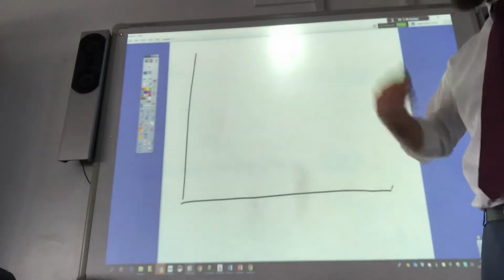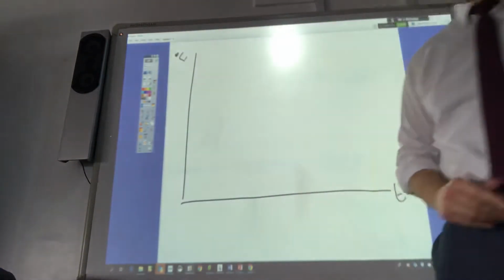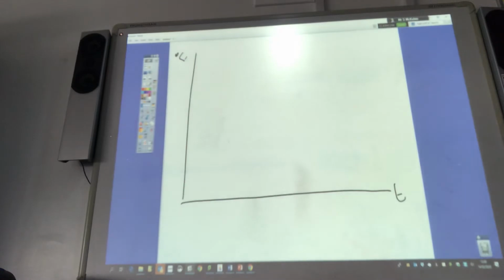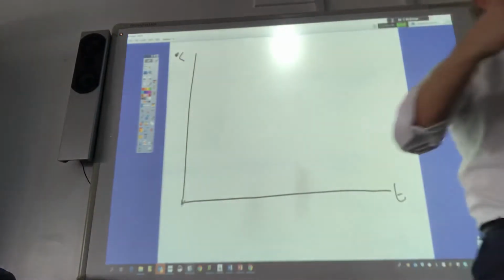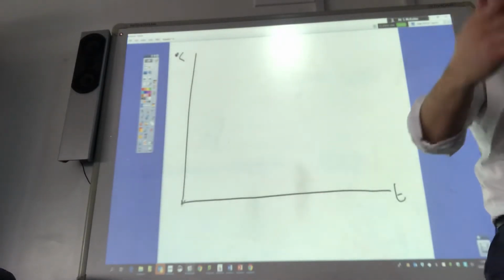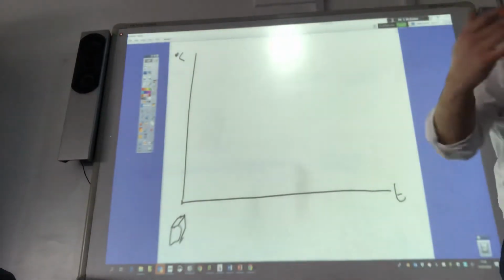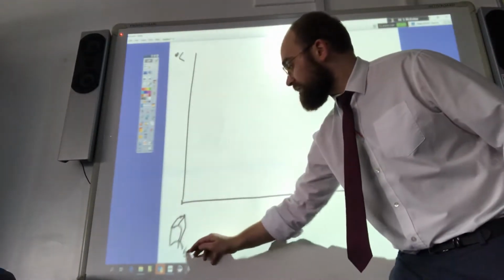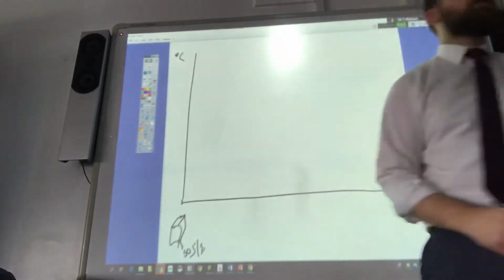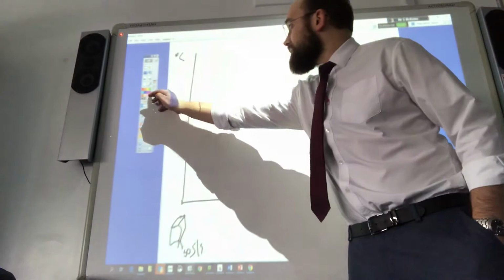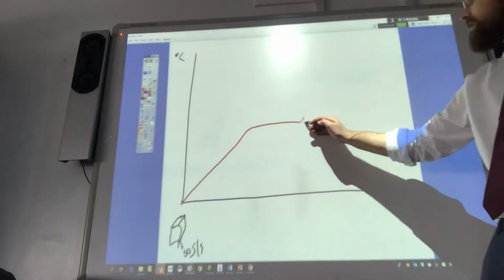Here is an axis. On the x-axis we're going to have time. On the y-axis we're going to have temperature. This is a true graph for any pure substance. If I have the same amount of heat energy being given to an object, let us say a cube of ice, say 50 joules every second, so 50 watts of heat energy being transferred to it, the temperature of my ice is going to increase. It will increase up until a point when it starts to level off.